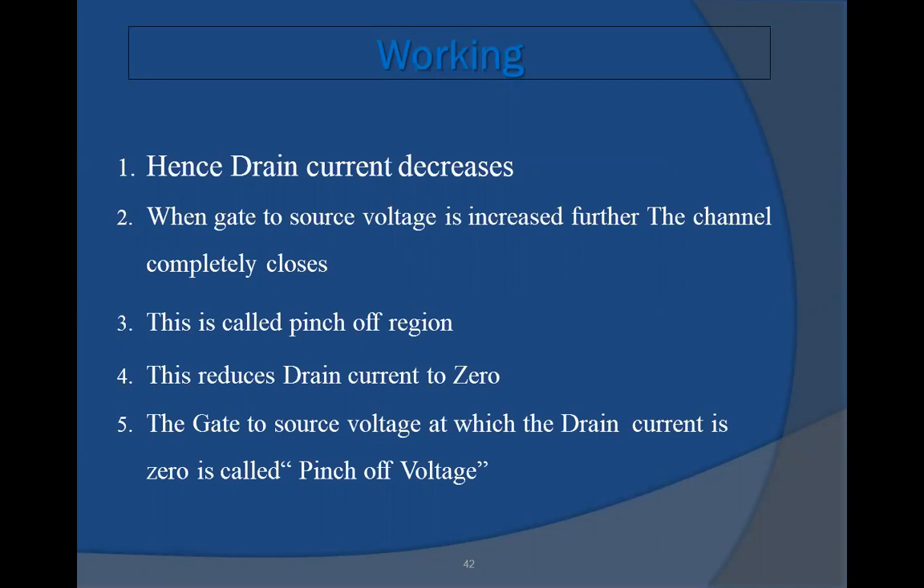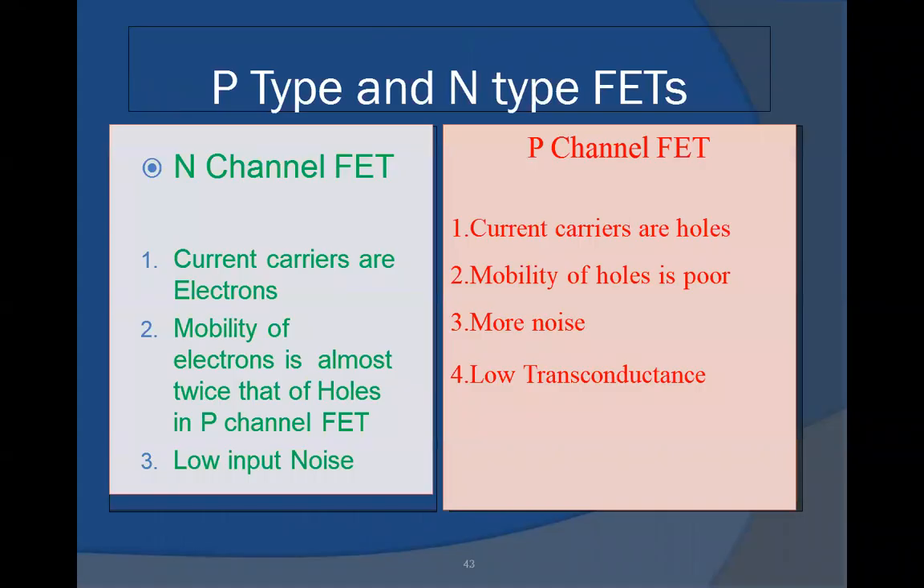When the drain current decreases, the gate to source voltage will be increased further. The channel completely closes. This is said to be the pinch off region, which will reduce the drain current to 0. Here the gate to source voltage at which the drain current is 0 is said to be pinch off voltage.